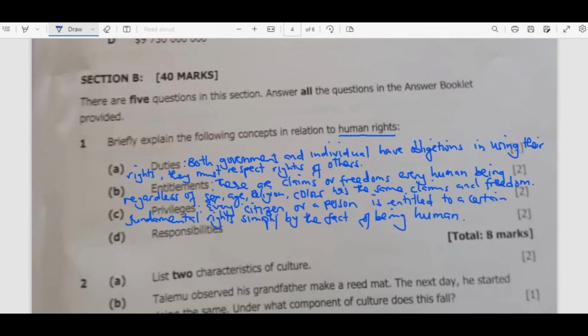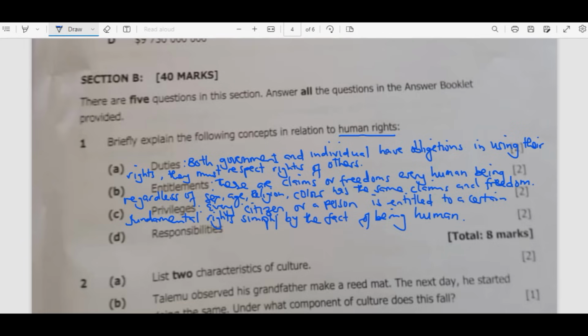And then let us look at the other one, which is responsibilities. So responsibilities, we're looking at two words which are very important. Number one, loyalty and patriotism. So you can be a patriot to a country, meaning that you have to protect the country, and then you have to be loyal to that country. So now that is the responsibility, or those are responsibilities of every citizen.